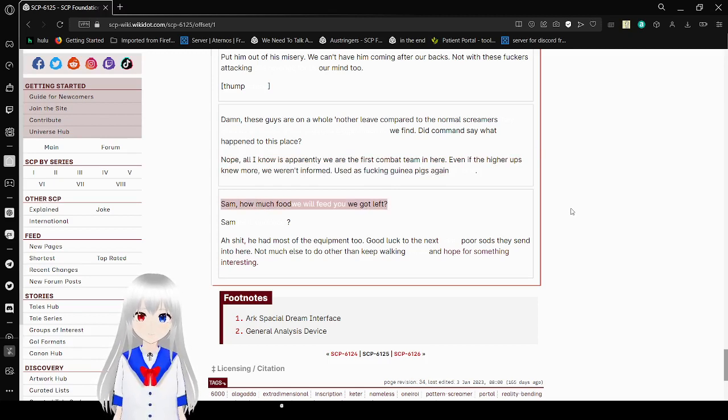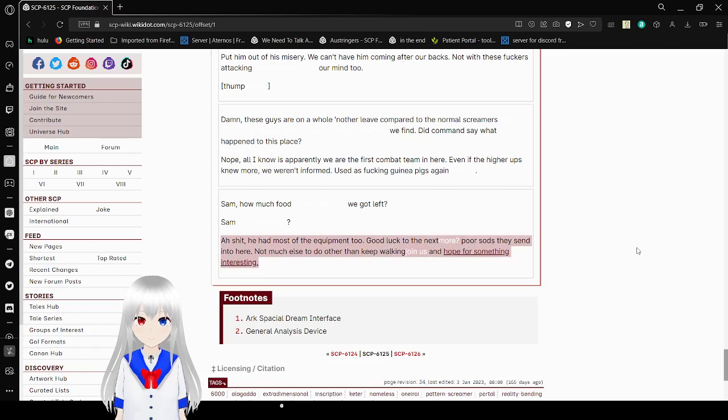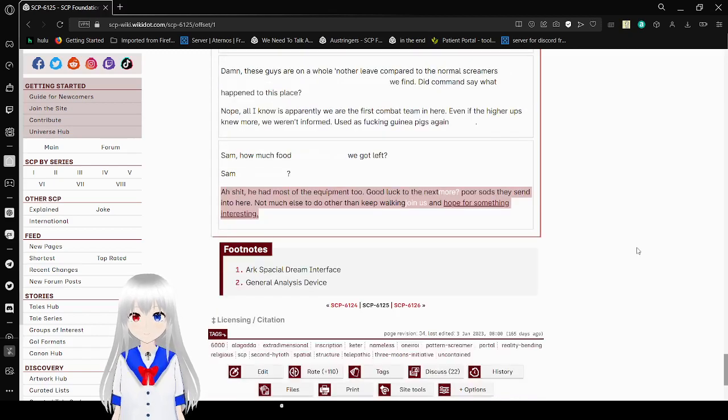Sam, how much food do we have left? Sam, he is ours now. Ah, shit, he had most of the equipment too. Good luck to the next. More? Poor sods. Not much else to do other than keep walking, and hope for something interesting.